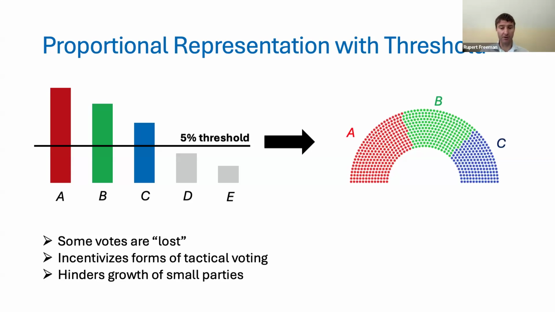This can take several forms, but the most straightforward one is that voters who might support small parties are nervous about voting for them because their vote might be lost. So if you like D or E here, maybe there's an argument to be made that you should vote for your preferred party of A, B, or C, so that you have some impact on the outcome. And this sort of narrative is very prominent in the discourse in countries that implement these schemes. Additionally, it hinders the growth and development of small parties because this threshold can be burdensome. So if you create a new party, it's likely that you never meet this threshold.